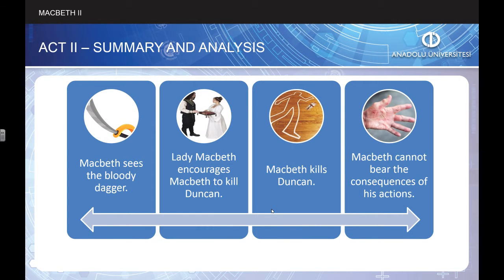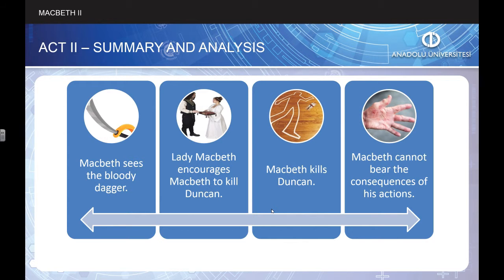Now let's have a look at Act 2. The first scene of the second act introduces Macbeth and Banquo. They talk about the witches and the prophecies. When Banquo leaves, Macbeth sees a bloody dagger. He takes this as a call for duty and goes to kill Duncan.